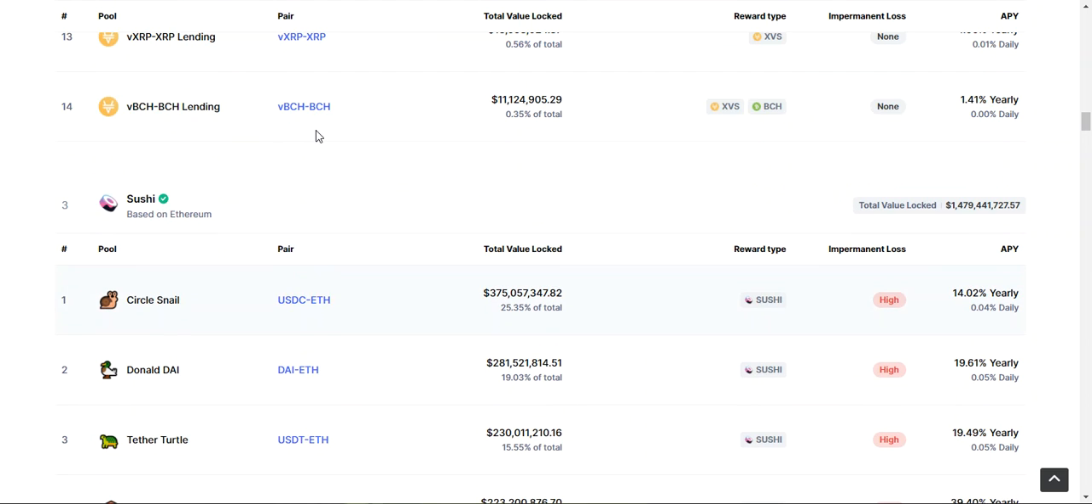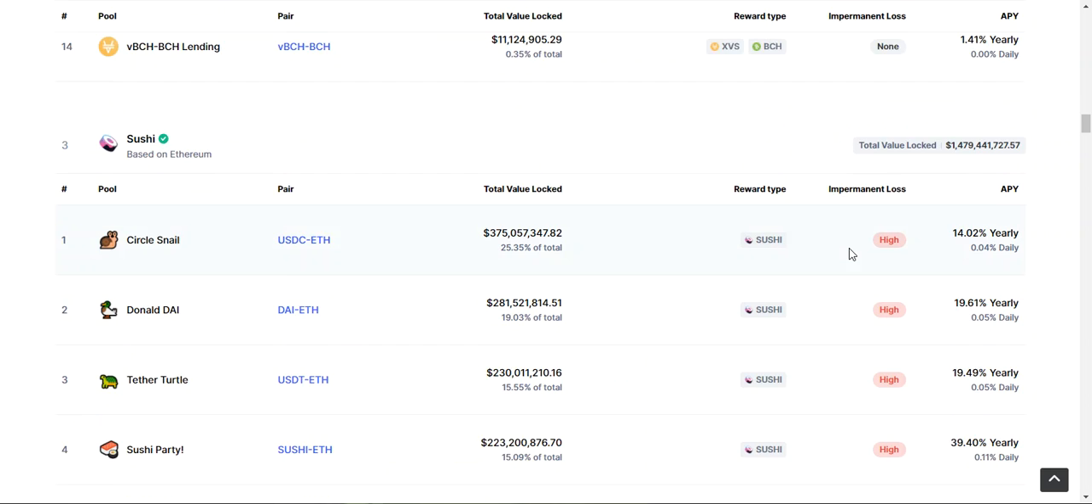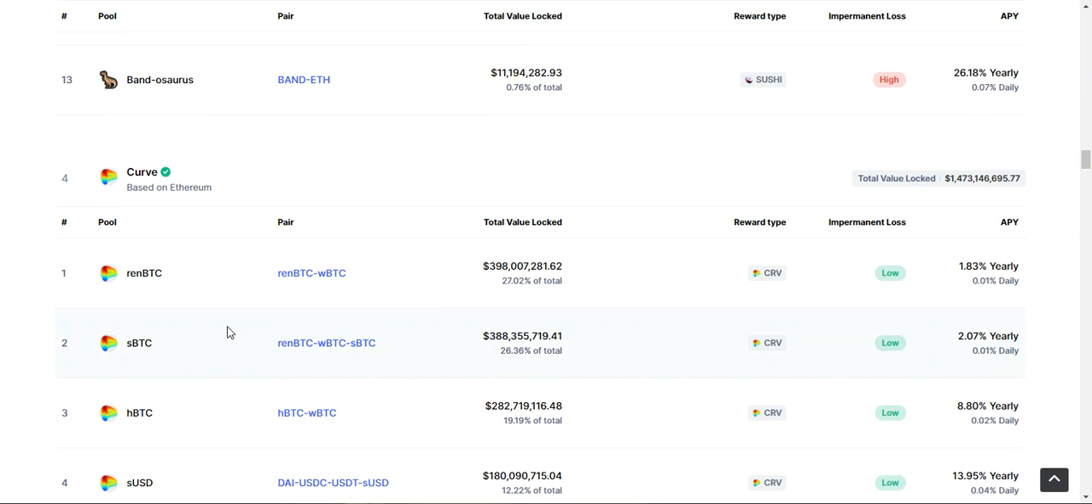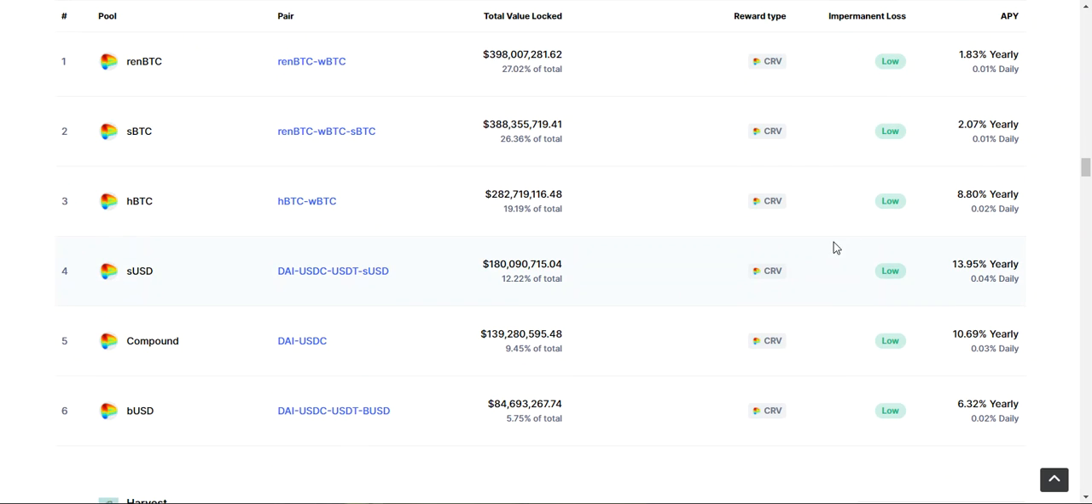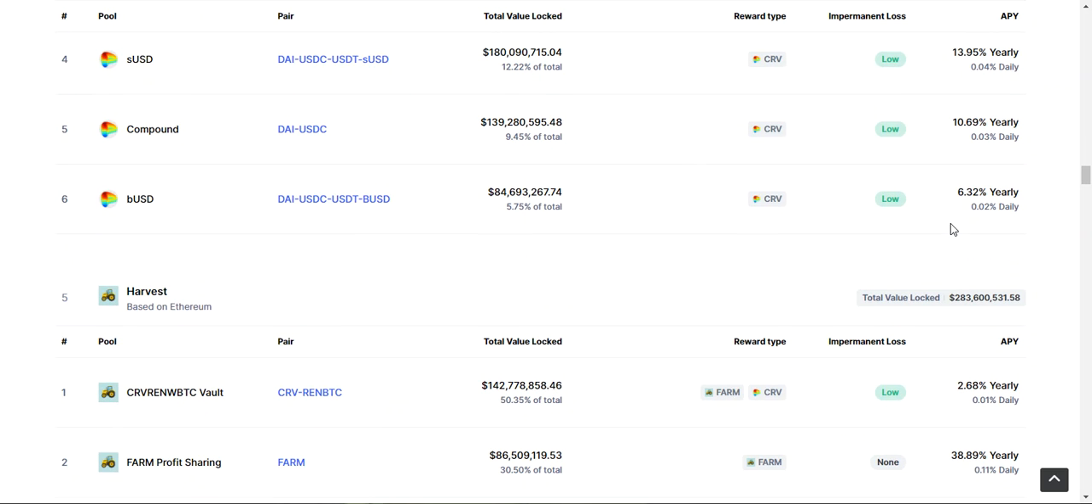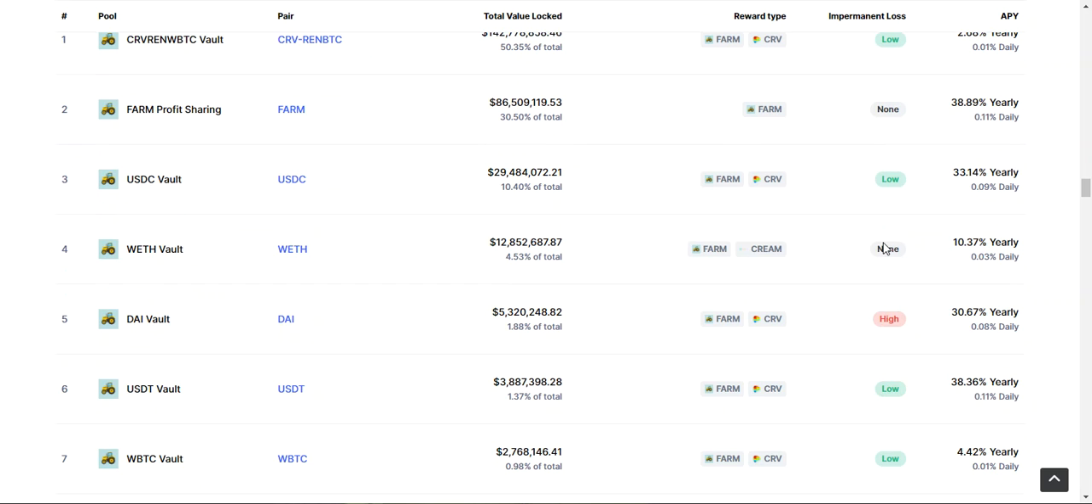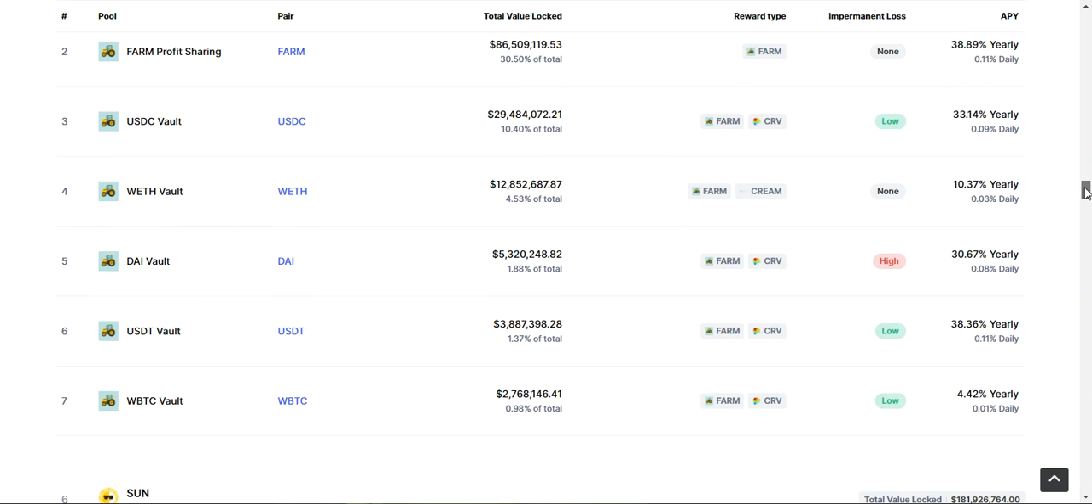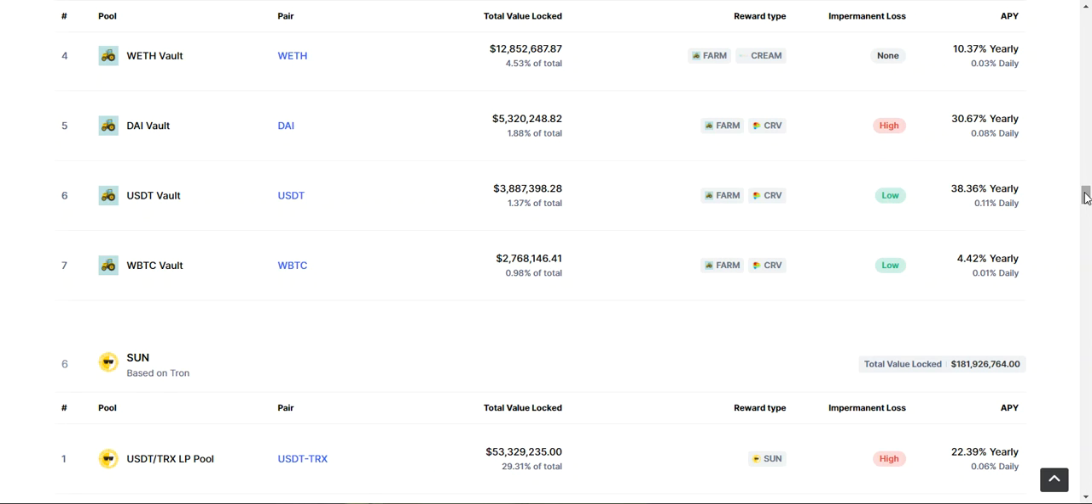But then they actually start showing you Sushi on Ethereum, high. They're saying high, but then you get to Curve on Ethereum, low. But as you see, the lower the risk of impermanent loss, the lower the interest rates that you can potentially get. So you've got to work with your risk tolerance, check out what works for you, and where you feel most comfortable parking your funds.